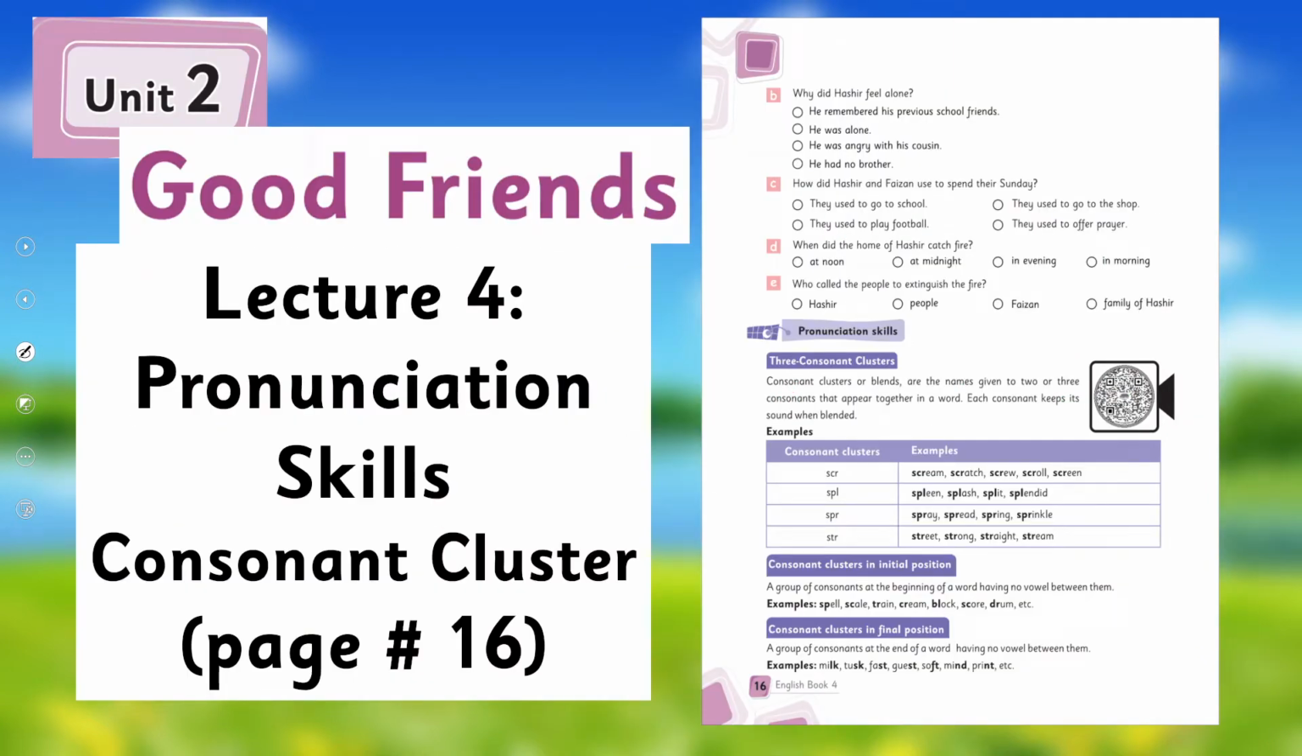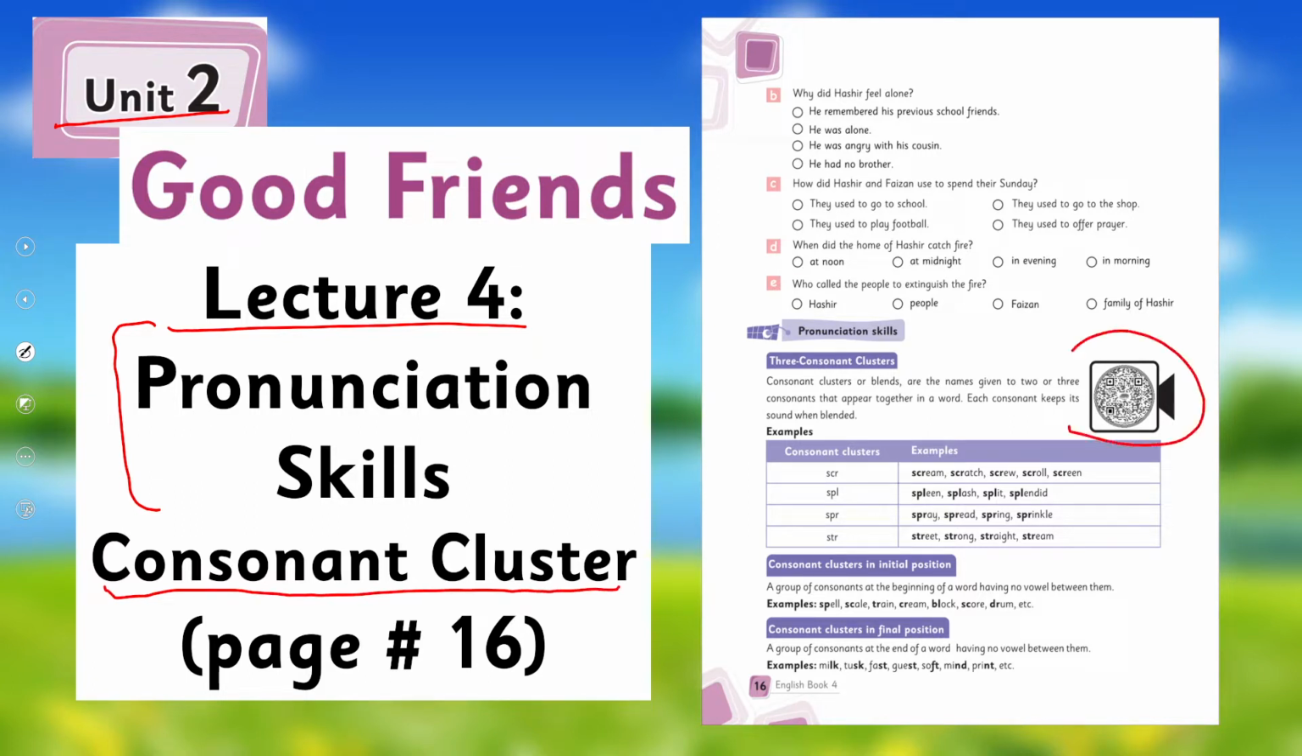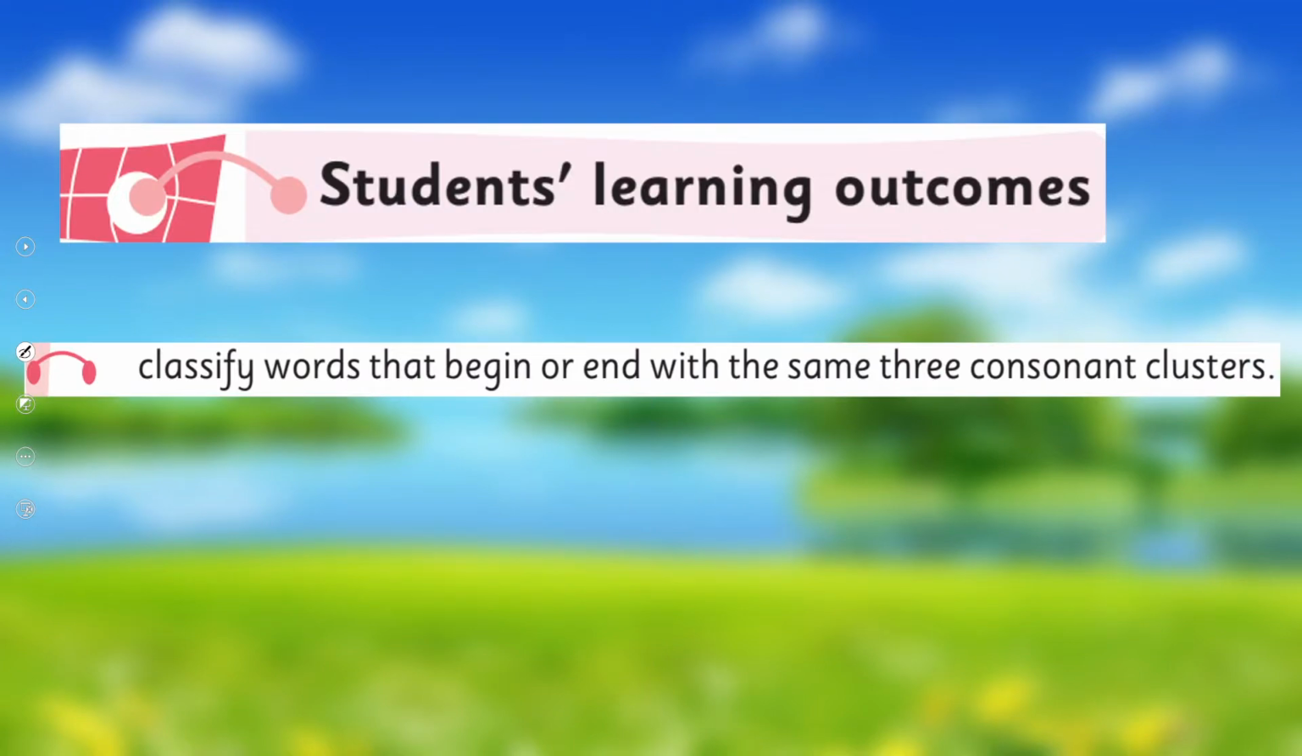I remember in Unit 2, Lecture 4, under the title of pronunciation skills, I already taught you consonant clusters. Again, here you can see, and you may watch this video. It is the lecture of your previous unit in your book. So today we are going to learn further, and we learn to classify words that begin or end with the same 3 consonant clusters. So today our focus is 3 consonant clusters. This is our today's SLO.